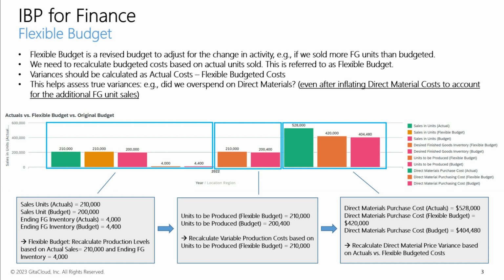We need to first introduce flexible budget as a key concept in variance analysis. Flexible budget is a revised budget to adjust projected costs for the change in actual output, for example, if we sold more finished goods than budgeted. Note that we sold 210,000 units in 2022 instead of 200,000 units budgeted. We also ended the year with 4,000 units of FG inventory, as opposed to the budgeted number of 4,400 units. This gives us a flexible budget of 210,000 units to be produced.